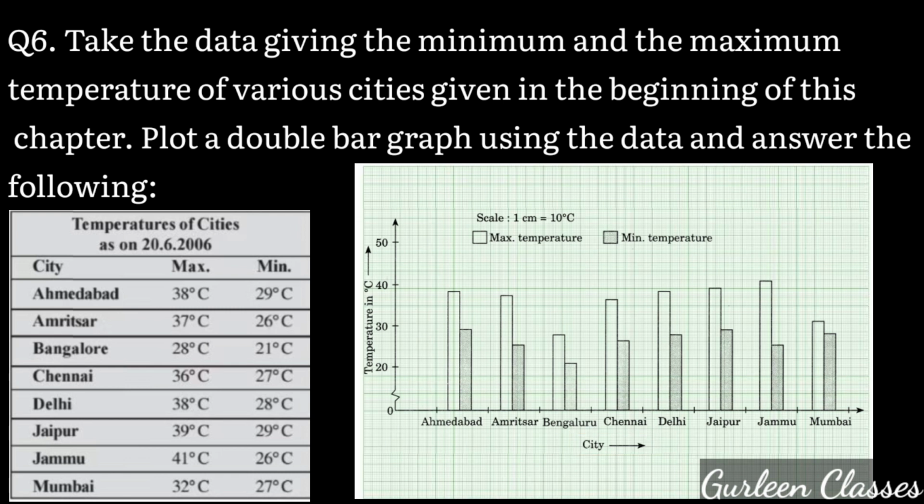So I hope students now you all know how to draw the double bar graph. Like Ahmedabad is given 38 degrees Celsius and 29 degrees Celsius. So maximum we will draw like this and minimum temperature we are shading. So students, draw this bar graph in the graph paper in the same way as I have drawn.